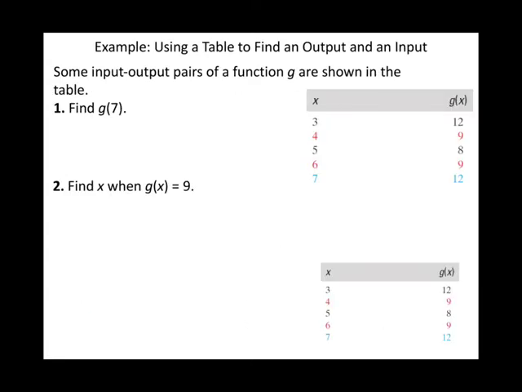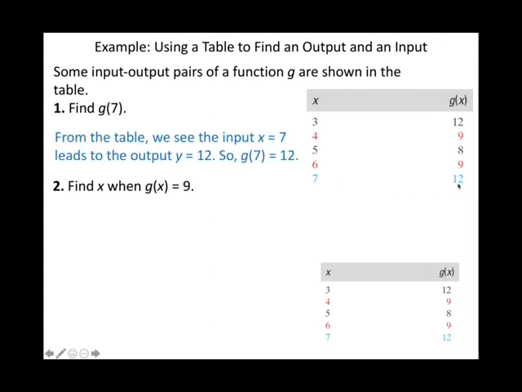Okay, next example. Some input-output pairs of the function g are shown in the table. So this is x, represents your x. g of x means your y in here. So first, find out g of 7. g of 7 means when x equals 7, what is your y equal to? So look at the table. x equals 7, y equals 12. So g of 7 equals 12.